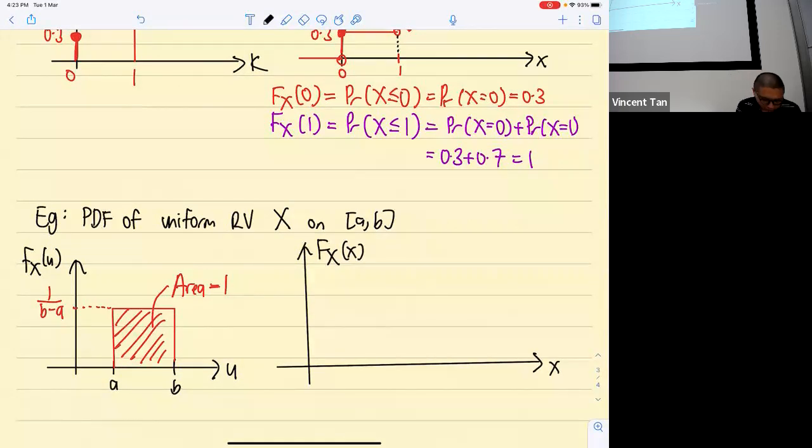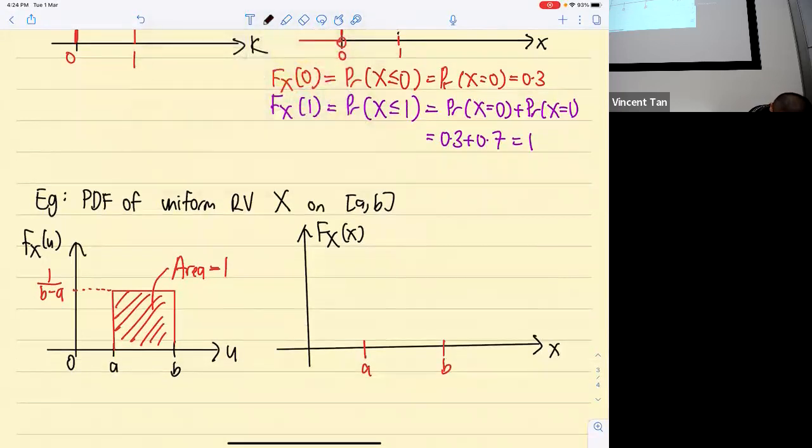Now, again, we go to the left-hand side. We see whether we pick up any probability mass here. No, we have no probability mass here. We are not picking up any money until we reach a. When we reach a and we move along, we continue to pick up probability mass like that. So you have these two critical points, a and b here.